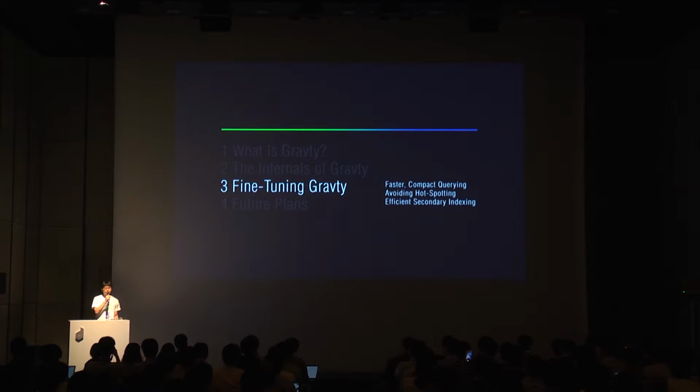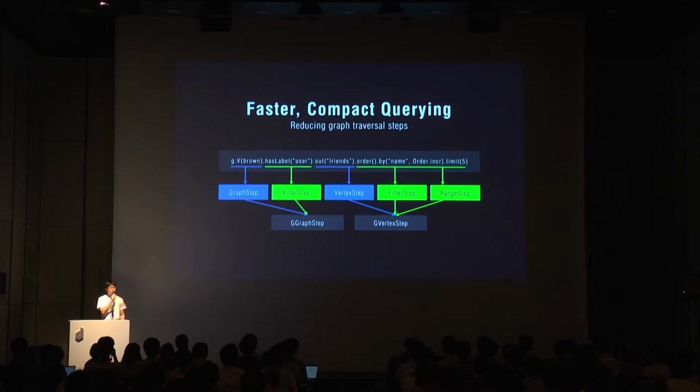Hello, I'm Hoonmin. From now on, I will explain some of the adjustments we made to Gravty for better results. As I have a short time of 15 minutes, I will focus on a few crucial issues. The first one is making faster, compact graph calling. Think of graph traversal as composed of a series of sequential steps that are processed in a pipelined stream and uses Gremlin graph query language.